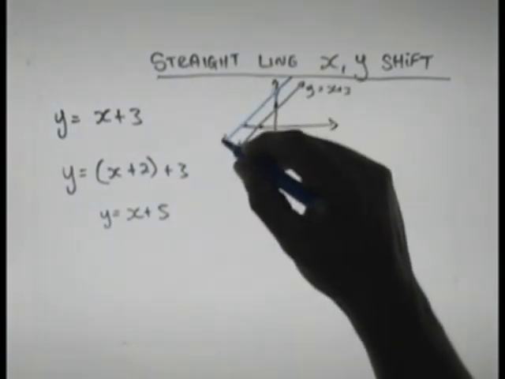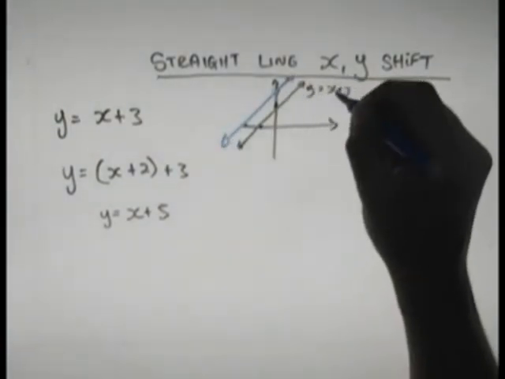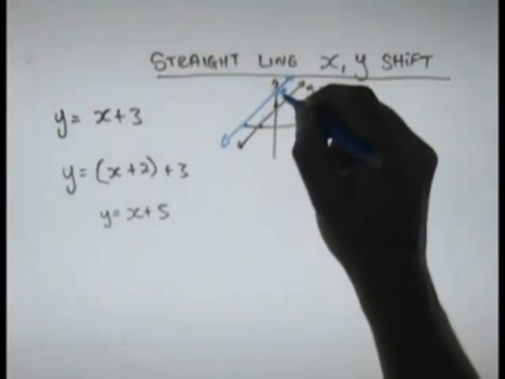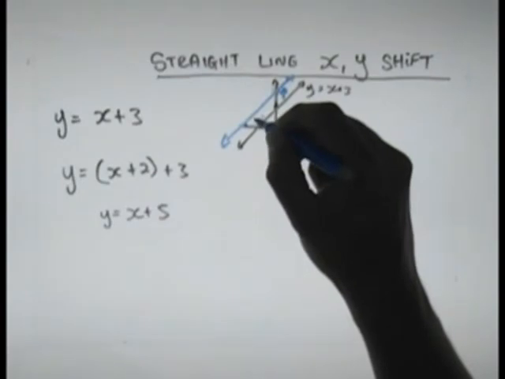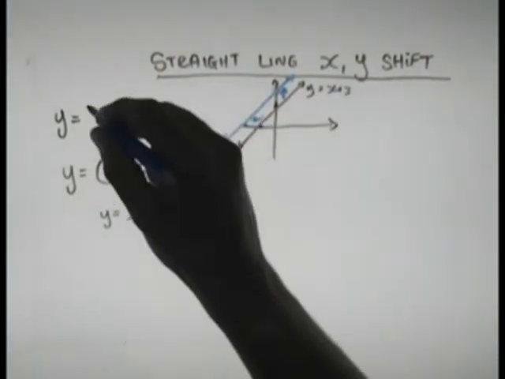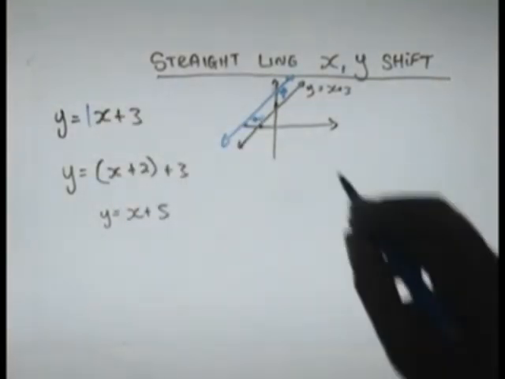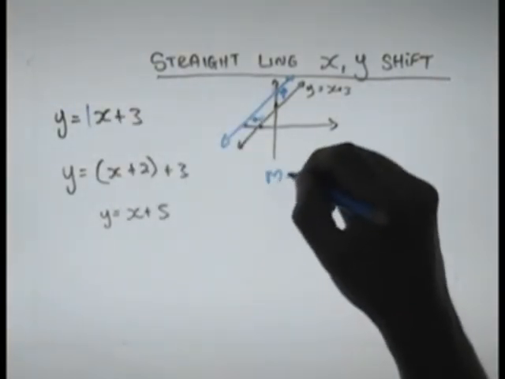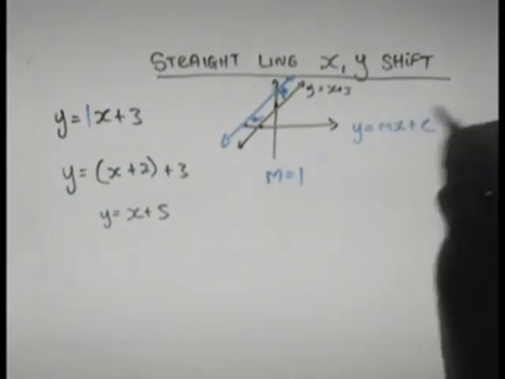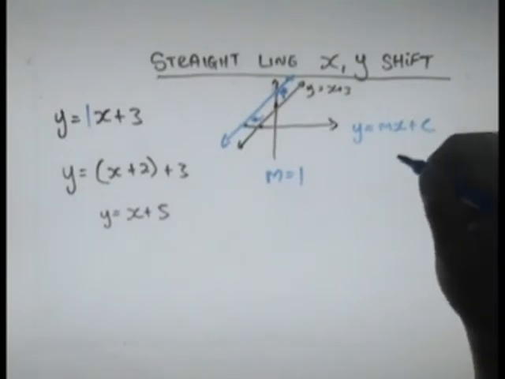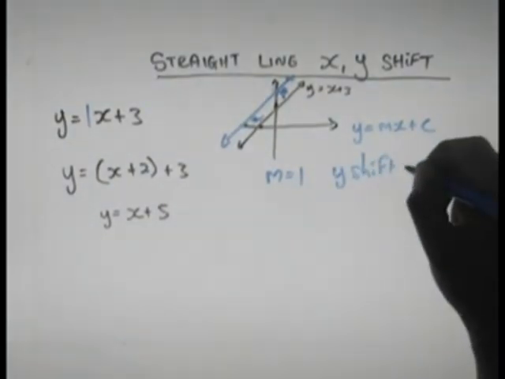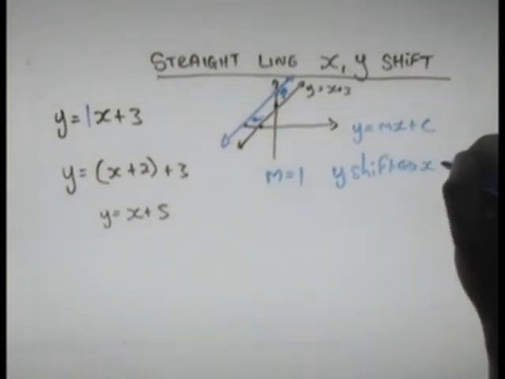That means that I've shifted my graph 2 units upward. Fair enough. And I've also shifted it 2 units to the left, because the gradient was 1. So when m is equal to 1, remember it's of the form y is equal to mx plus c, when m is equal to 1, the y shift is the same as the x shift.